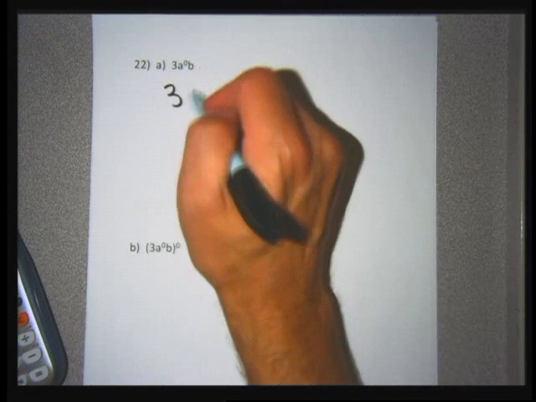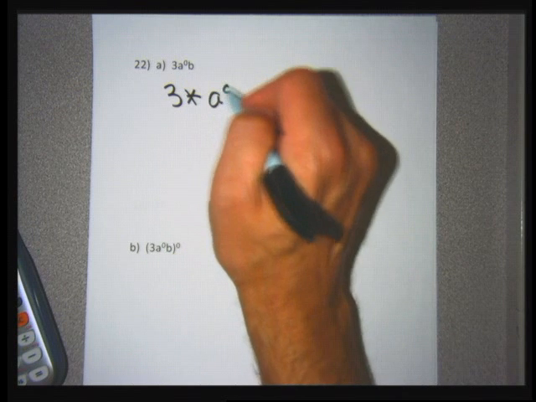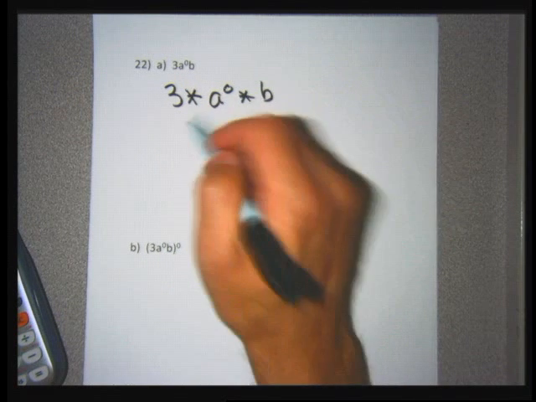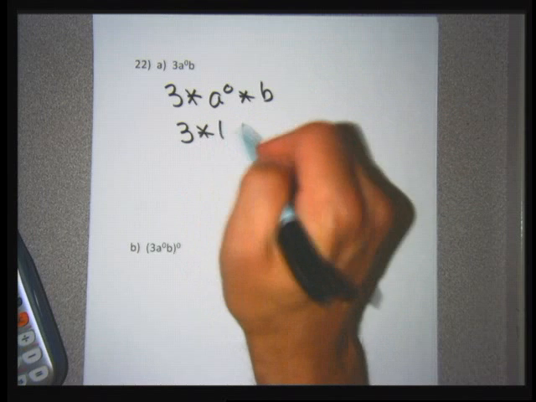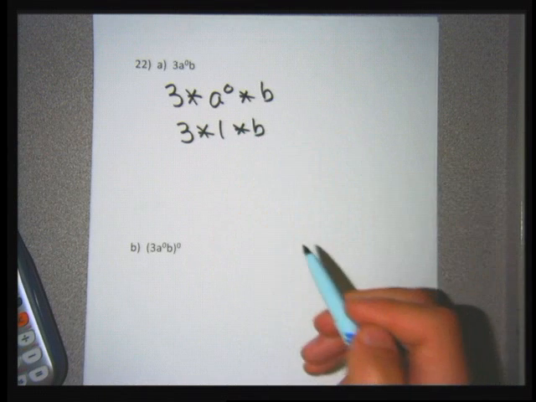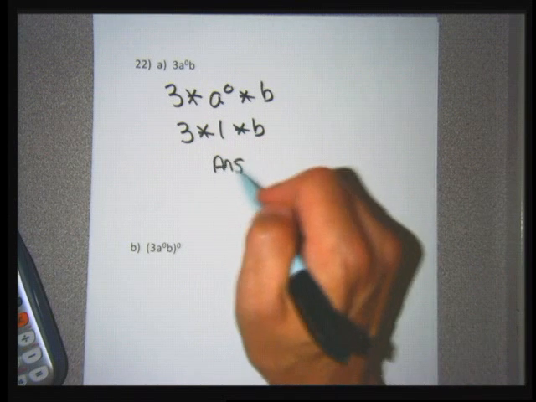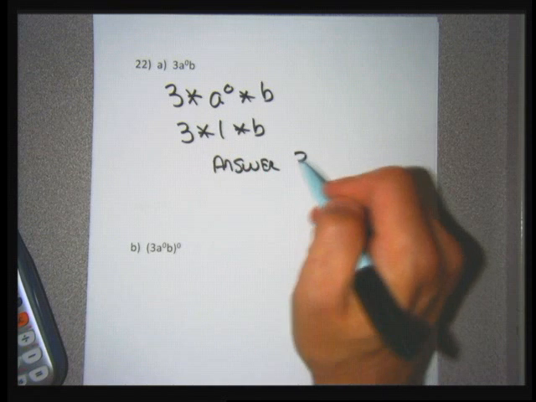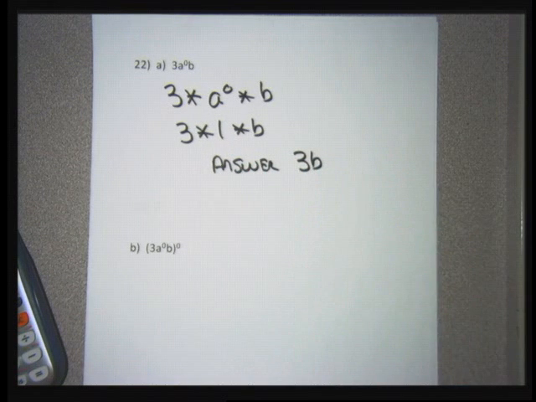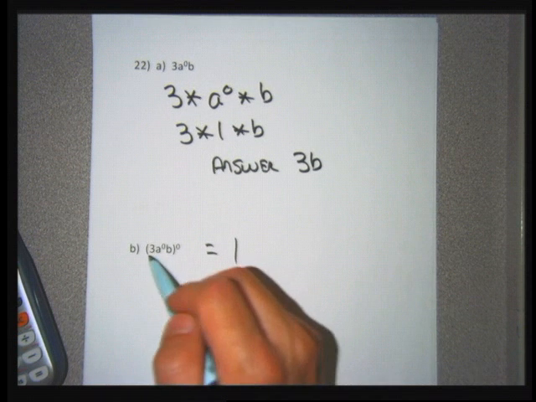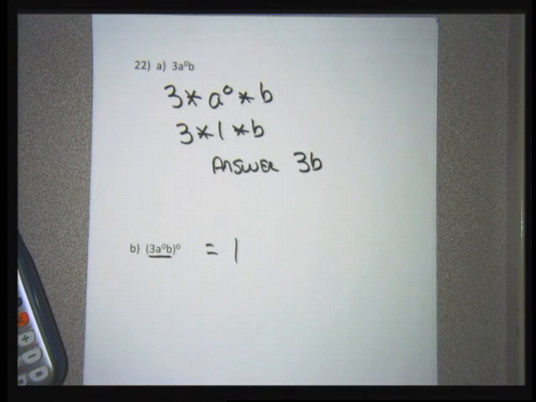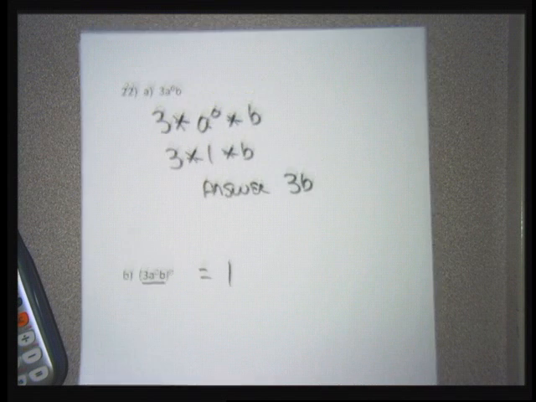22A, I think of this as 3 times a to the 0 times b. The a to the 0 turns into 1, so I get 3 times 1 times b. And for an answer, I'm going to write 3b. 22B fits my mold. Even though I've got a 0 exponent inside and outside the parentheses, it hardly matters. The contents of the parentheses are irrelevant. If I have a 0 exponent outside of a parentheses, I'm going to turn that to 1 without even thinking.